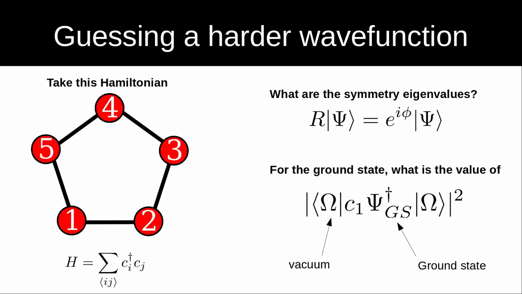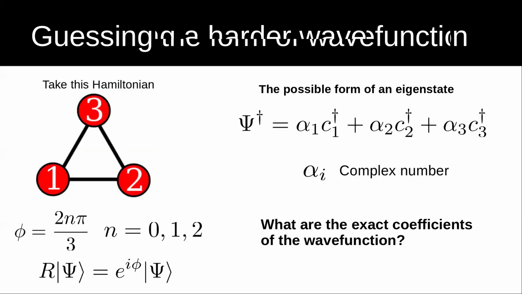Let us look at a slightly more complicated problem. Let's imagine that instead of having 3 sites, you have 5 sites, and these 5 sites have first neighbor hopping. So you have a first neighbor tight-binding model. Now I'm asking you again, what are the symmetry eigenvalues that this Hamiltonian has? You can very easily see that this is just the generalization of the previous problem. So instead of 2n pi over 3, you will have 2n pi over 5.